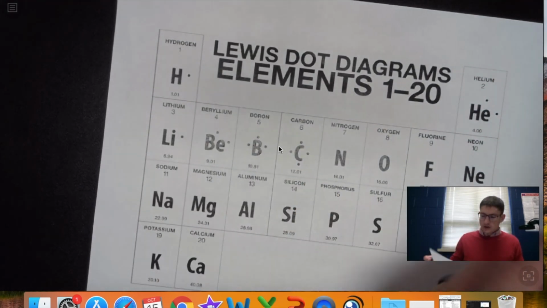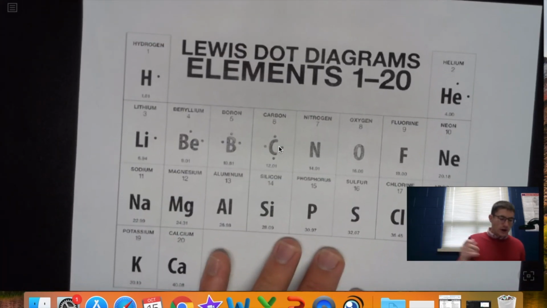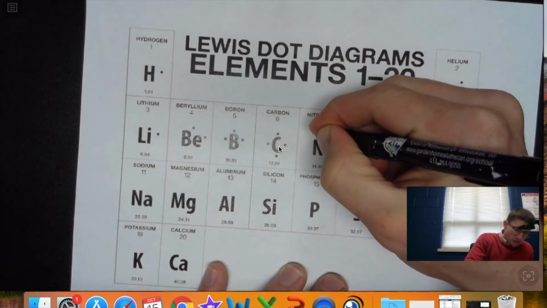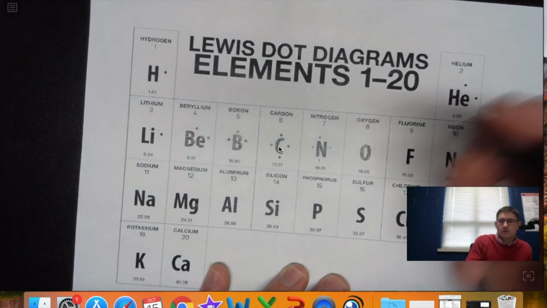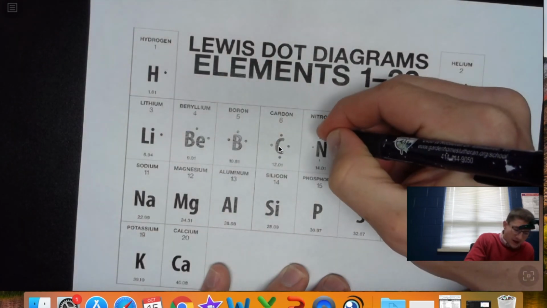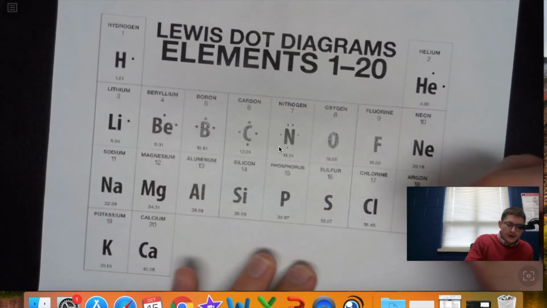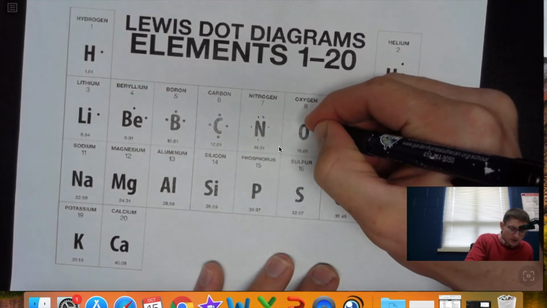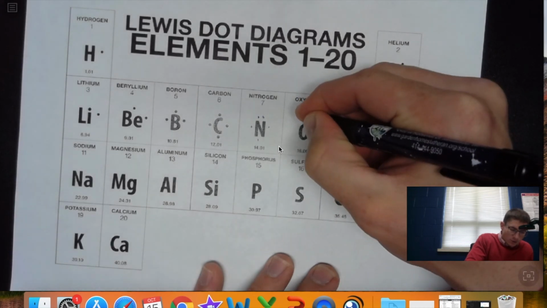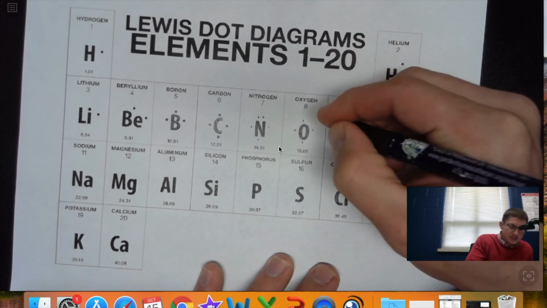Nitrogen then, if I look at this piece of paper, has 1, 2, 3, 4, 5 in its outer level. How would I go about writing those? In your book, it says write a dot on the top, the side, the bottom, the side, and then as soon as you get to 4 and then 1 more, this one has 5, you would double those up. Okay? Or, as it's described in another way, you can start on the left-hand side and then work your way around and have 1 on all 4 sides, and then oxygen has a total of 8, so there's 6 in the outer energy level.